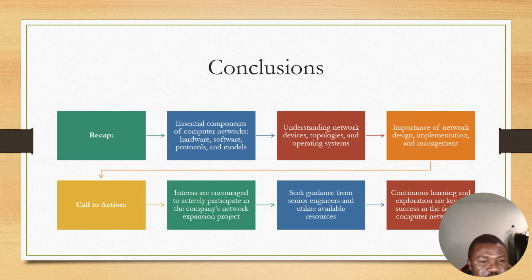That brings us to the conclusion of our presentation. Before we exit, here is the recap. We talked about the essential components of a typical computer network, which includes the hardware, software, protocols, and models. We then went on to talk about understanding network devices, topologies, and operating systems. And most importantly, the importance of network design, implementation, and management.